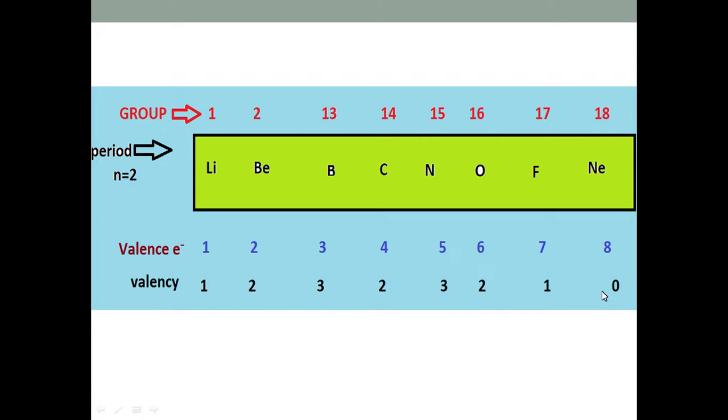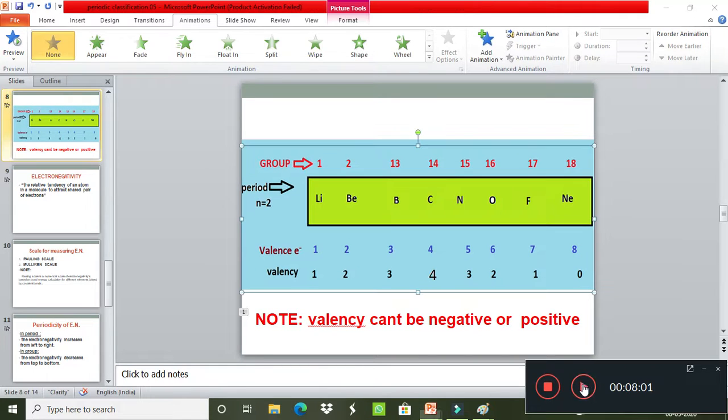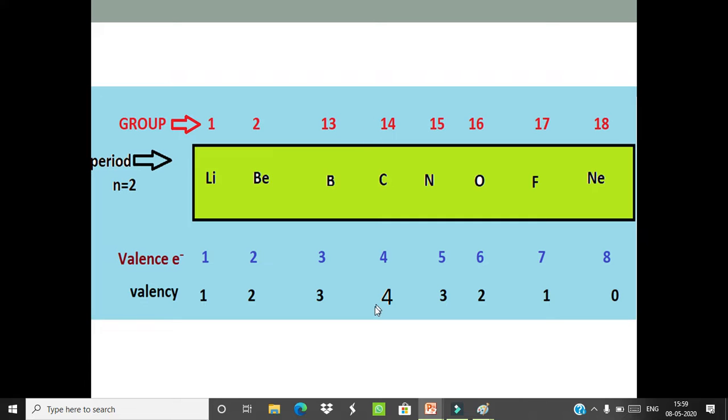Okay, so there is a correction, you can correct it. Yes, you can see here the valency of carbon is 4.